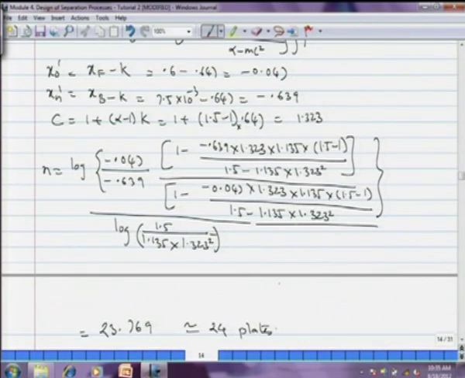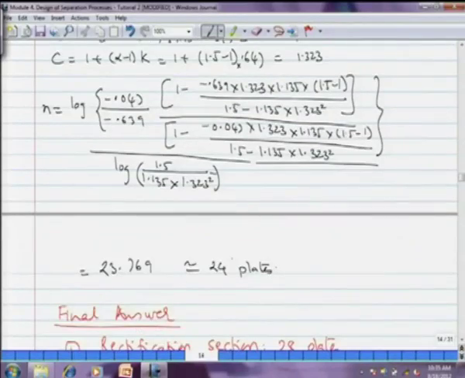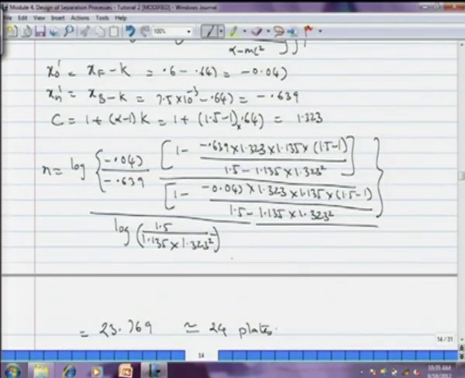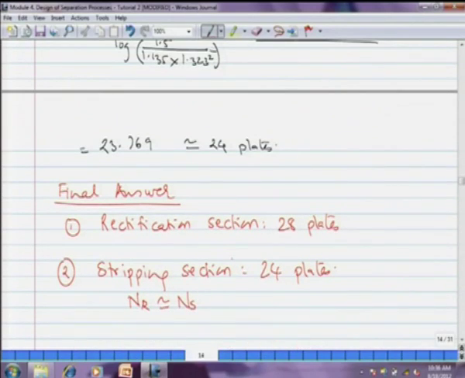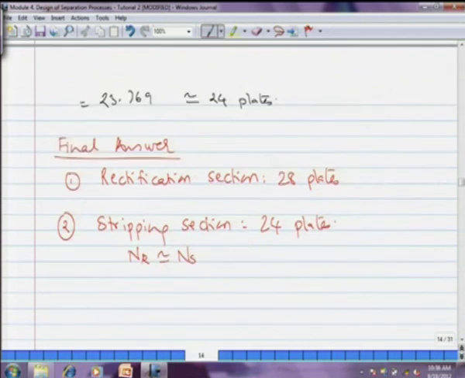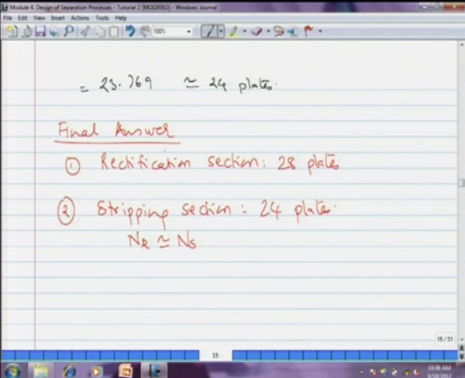Then we substitute all these values in the general form of the Smoker equation, log of x0 dash divided by xn dash, and then the brackets, divided by log alpha divided by mc square, and then the entire calculation is on your screen. You can solve it on any simple calculator to get the number of plates as 23.769. So, that is adjusted to the next integer as 24 plates. So, we have the final answer as the rectification section has 28 plates and the stripping section has 24 plates.